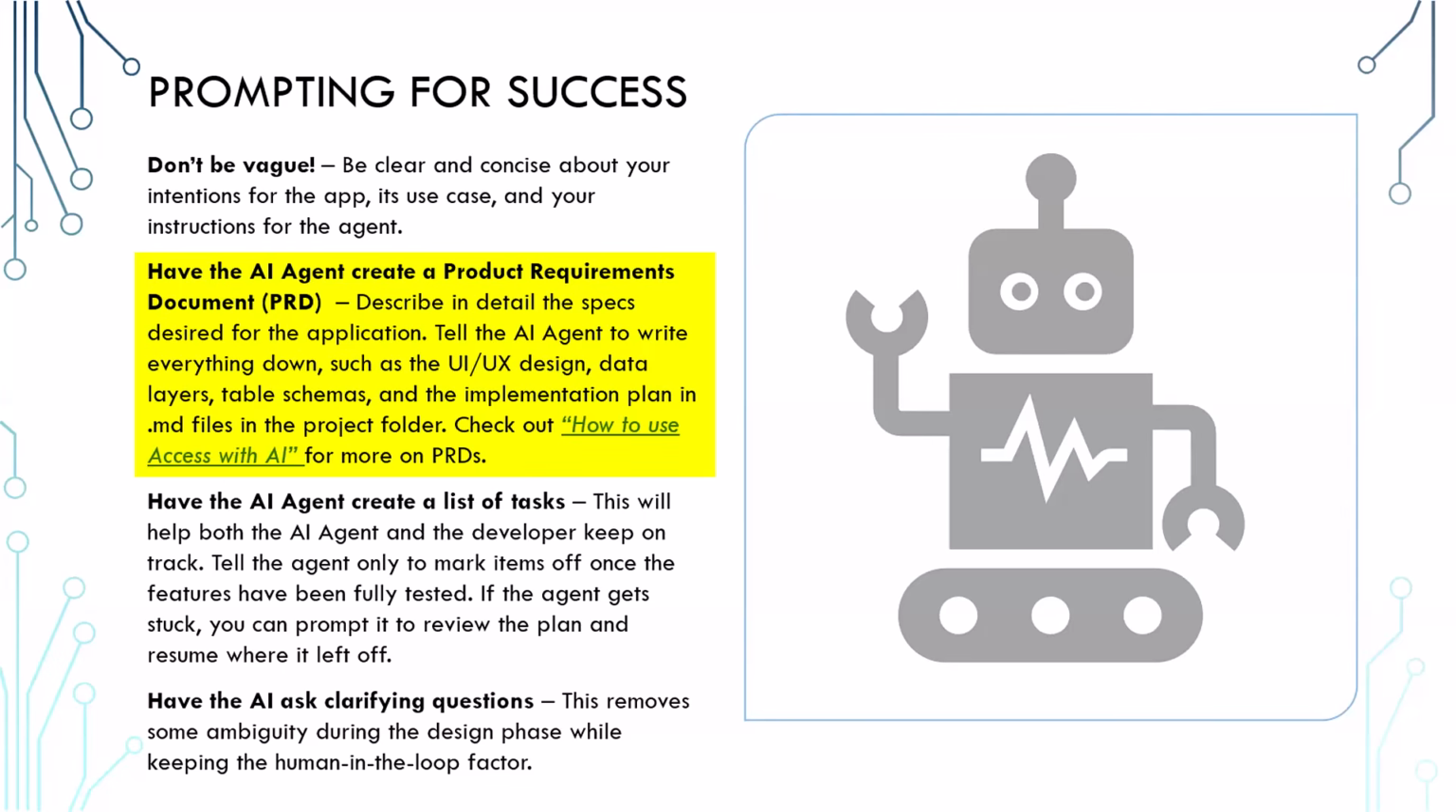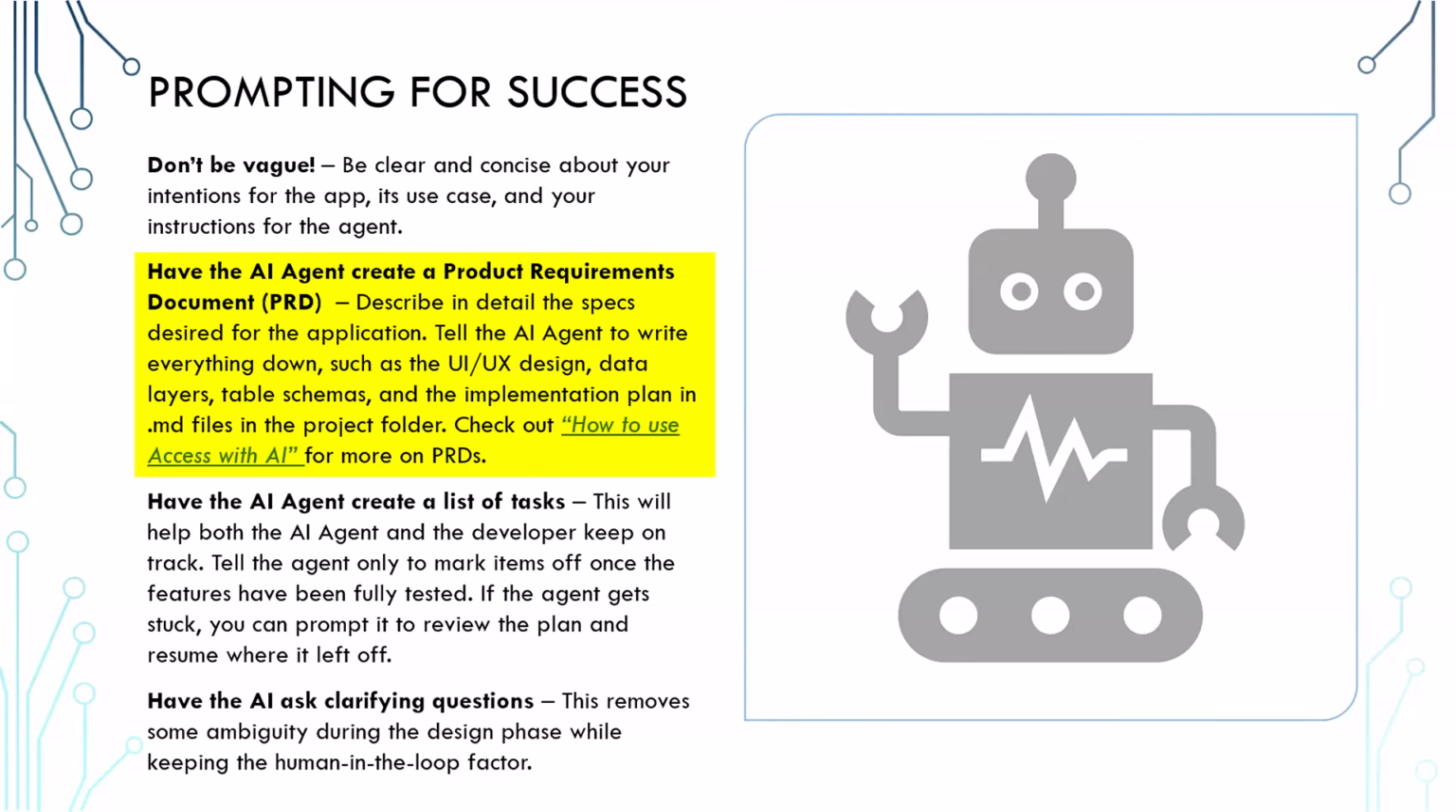Also, have the AI create a product requirements document. This is a big thing in the industry right now. There's a lot of PRD techniques, but pretty much you just describe in detail the specs desired for your application. You tell the agent to write everything down, like UI, UX design, data layers, table schemas, implementation plan, all in markdown folders in your project folder.